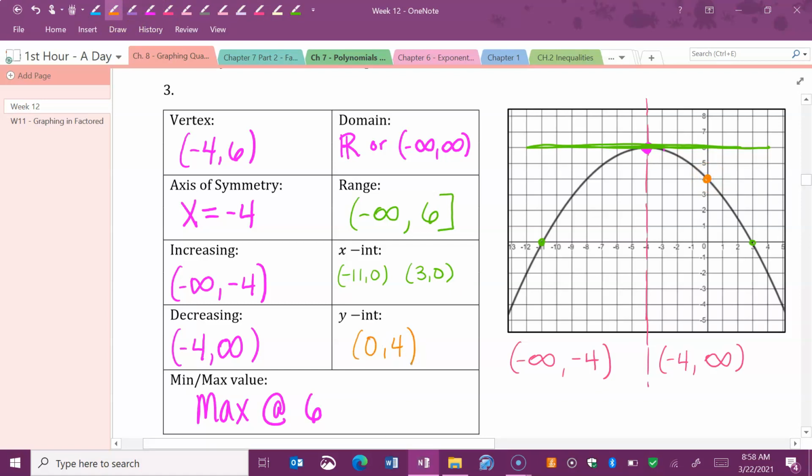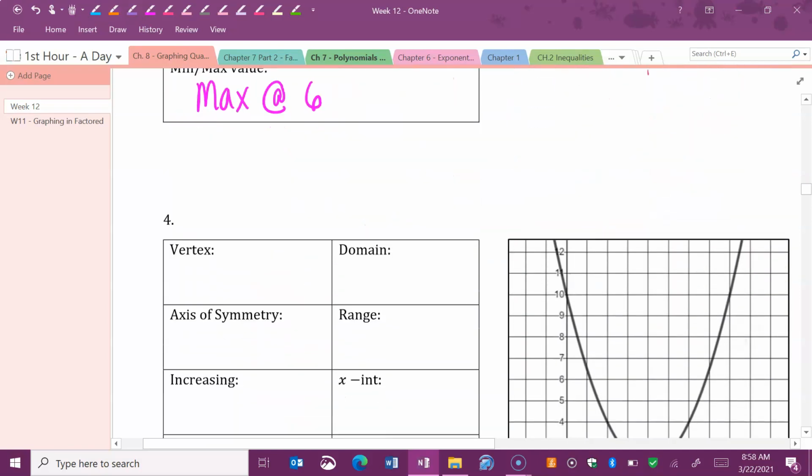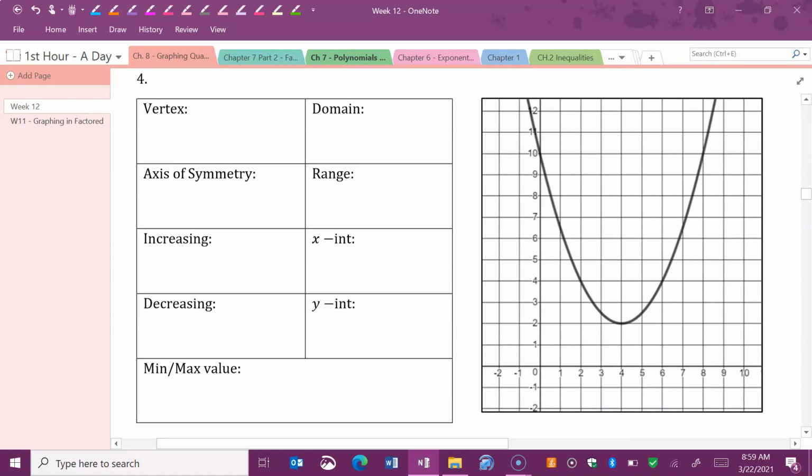Okay. I'm going to go ahead and do number 4 as well. Okay, so let's start by doing that increasing, decreasing again. So I'm going to go ahead and draw in that axis of symmetry. And every single time, no matter what, I'm going to go ahead and label this left side. So this left side is -infinity to 4. And the right side is 4 to infinity.